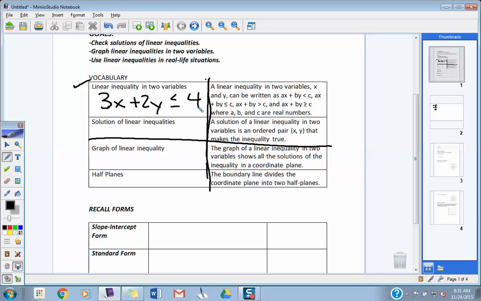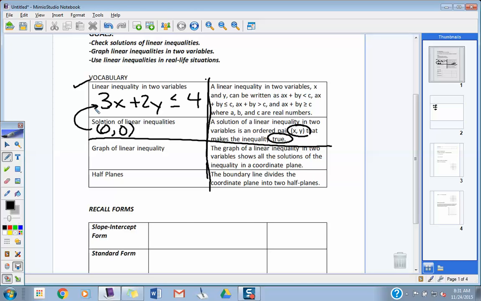X and y. Okay. We're going to talk about what a solution of a linear inequality looks like. It's going to be an ordered pair x comma y that makes my inequality true. So as an example here, if I pick the point 0, 0 to see if that's a solution, help me plug in 0 for x and 0 for y.